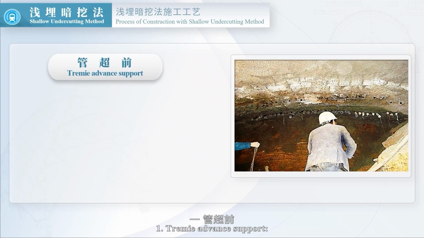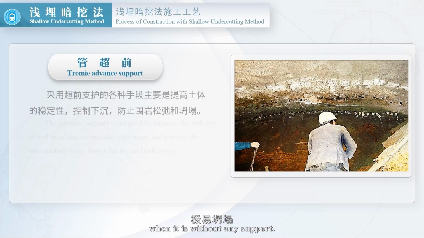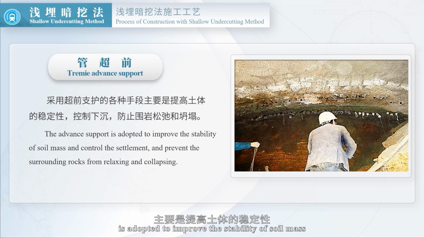1. TREME advanced support. The excavated soil mass of the arch part has poor self-stability and short self-supporting time. The soil mass is prone to collapse when it is without any support. The advanced support is adopted to improve the stability of soil mass, control the settlement, and prevent the surrounding rocks from relaxing and collapsing.